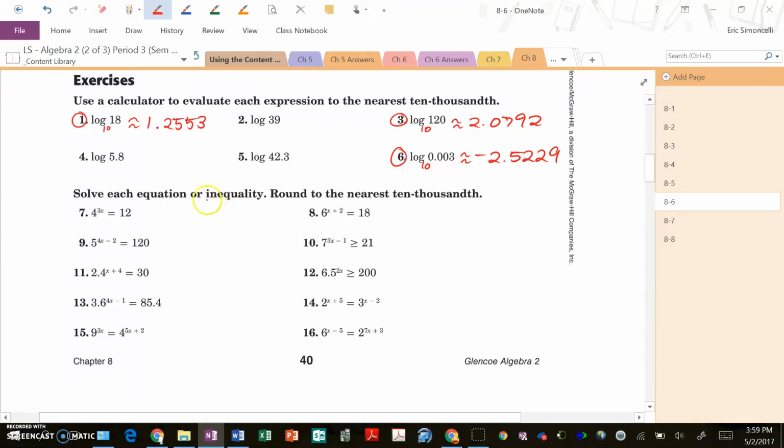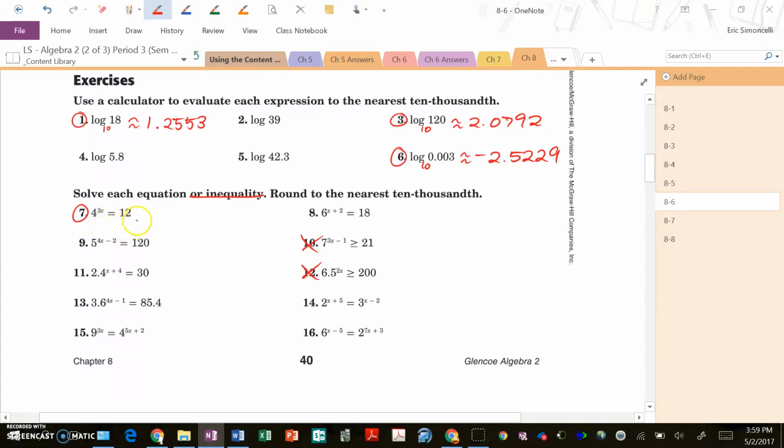Now we're not going to be doing inequalities actually, so let's cross that off, which also speaks to the fact that we'll not do 10 nor 12 or any problems following this that have inequalities. So number 7, we'll solve this equation and then round to the nearest 10,000th again.